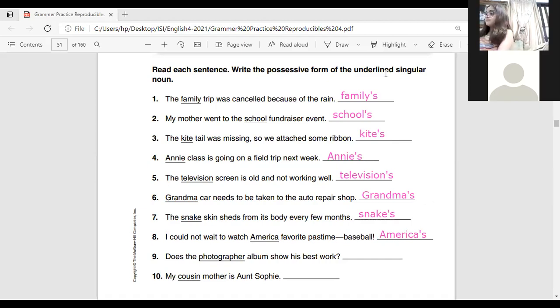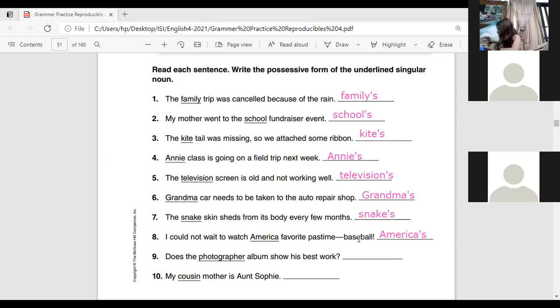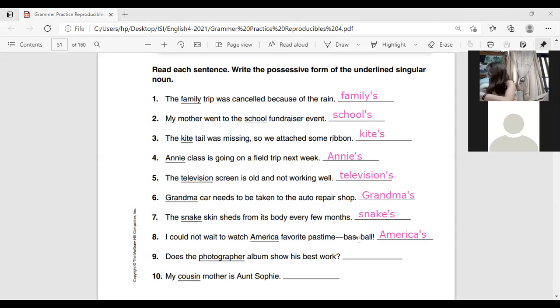Yara, number 9. Does the photographer's show his best work? Photographer. I can't even say the word. What do we add to photographer to form the possessive?